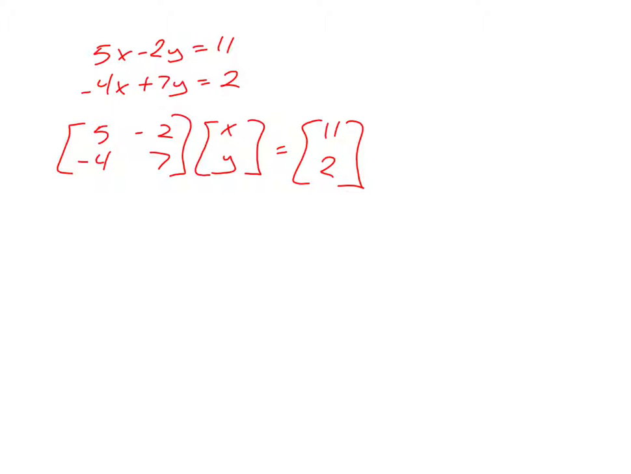Alright, what's going on between these 2 matrices on the left? They're multiplying. How do we multiply 2 matrices? Row by the column. So 5 times x gives me 5x. Negative 2 times y gives me the negative 2y. Negative 4 times x gives me the negative 4x. 7 times y gives me the 7y. So that's why we're allowed to write it that way.